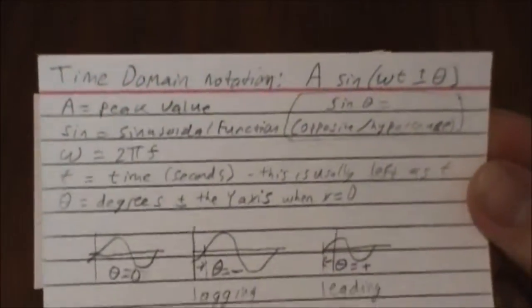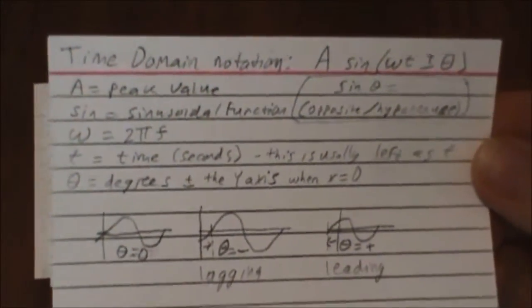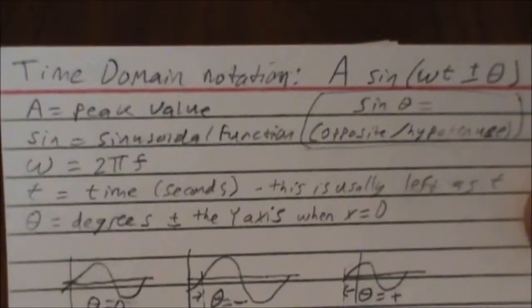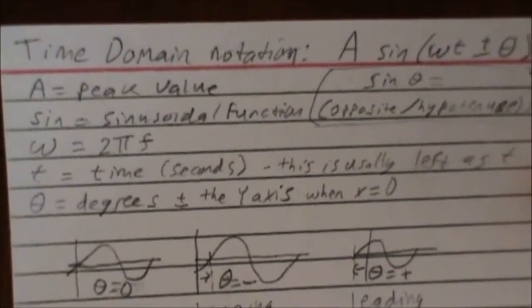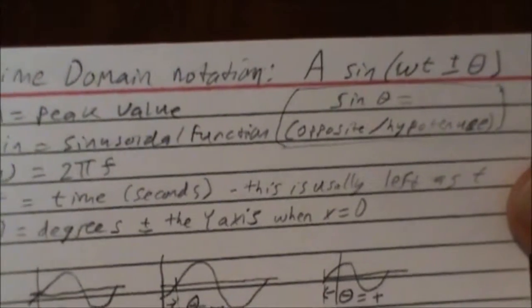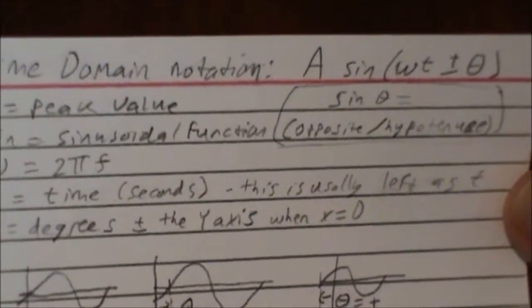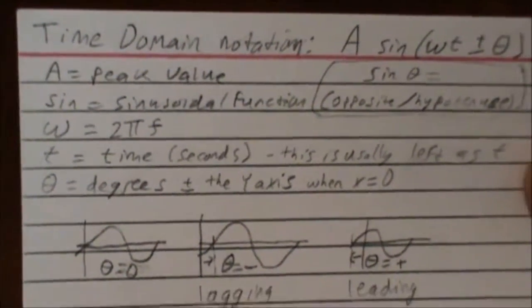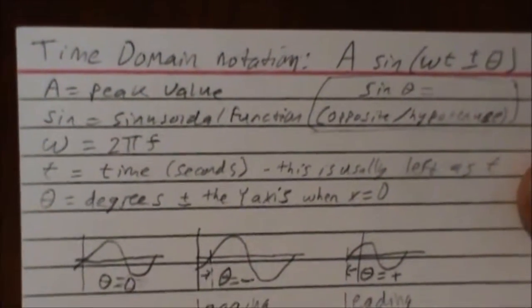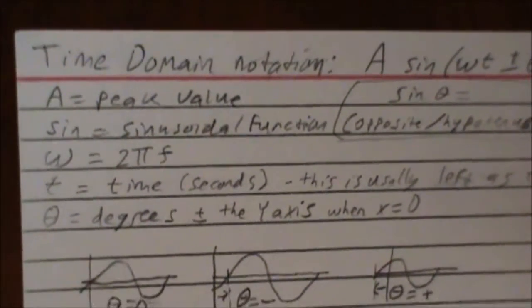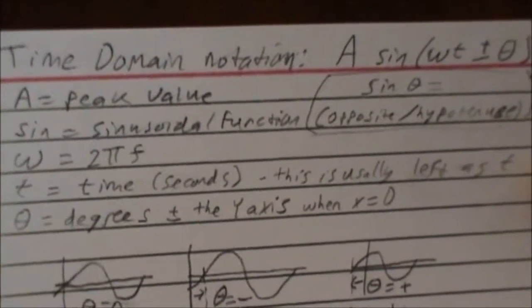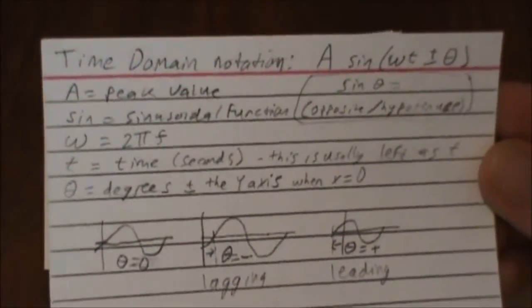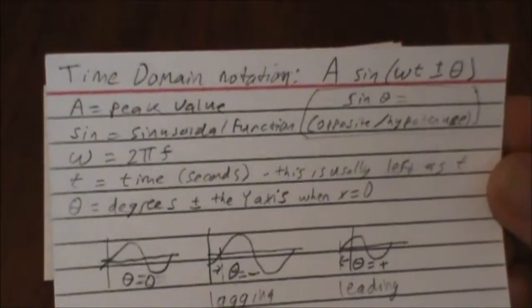So your time domain notation, when you're starting out with alternating current, is A, which is your peak value, times your sinusoidal function. Remember SOHCAHTOA? S-O-H, sine is opposite over hypotenuse. I just use a sine button on my calculator, my TI-89. And then omega t, which is omega, 2 pi times your frequency, and t is your time in seconds. But for the homework problems that we had, we just left this t, whatever time you want.